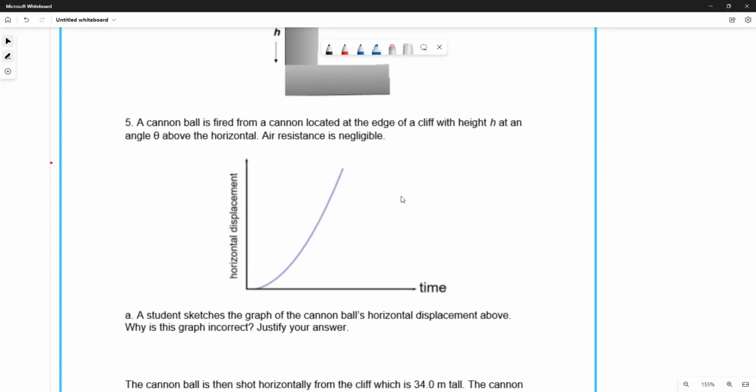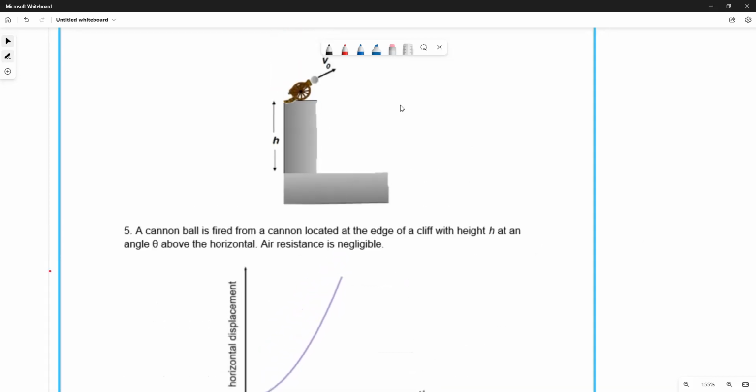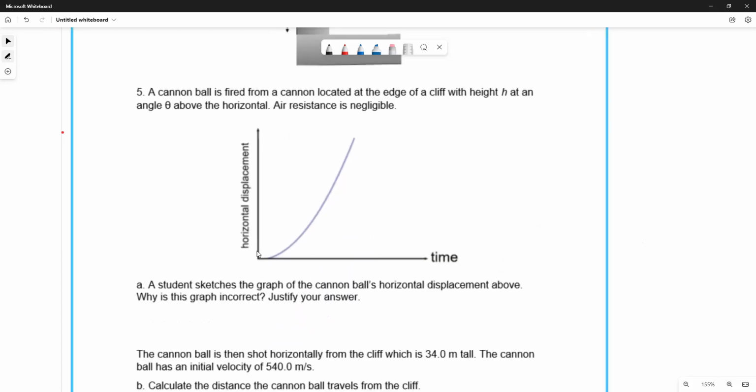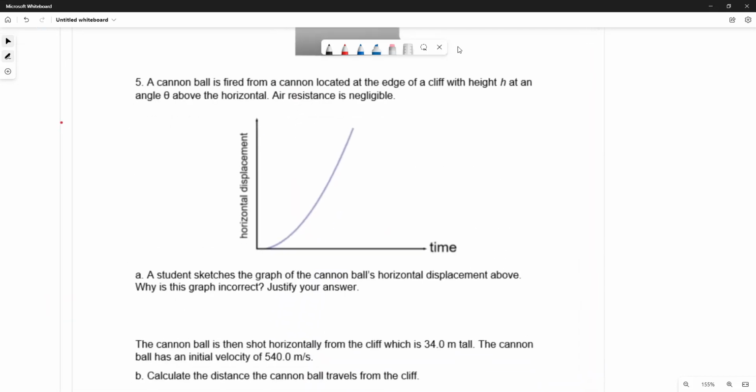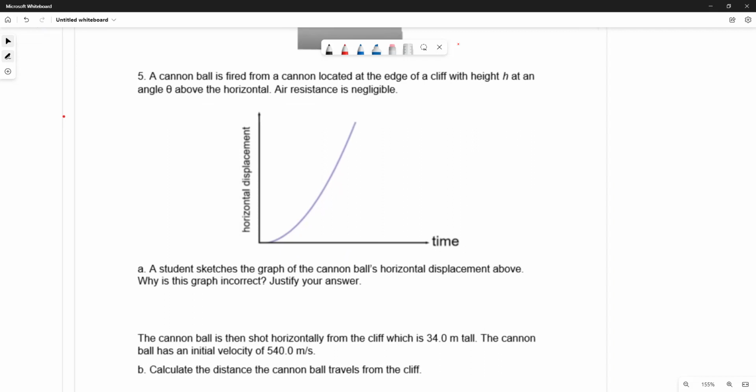In the horizontal, there is no acceleration for projectile motion. We are not talking about acceleration in the horizontal direction. So the object shown in this graph would not represent this cannonball, since the cannonball is not accelerating in the horizontal direction. Simply put, that's that.